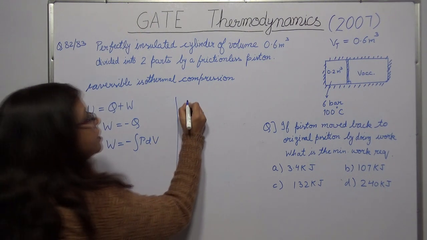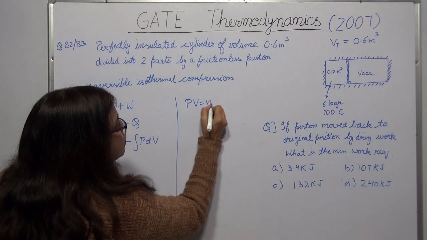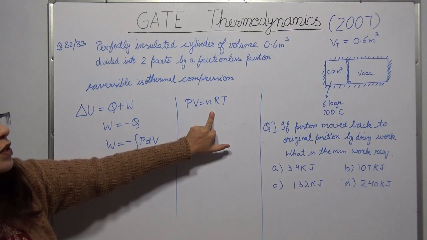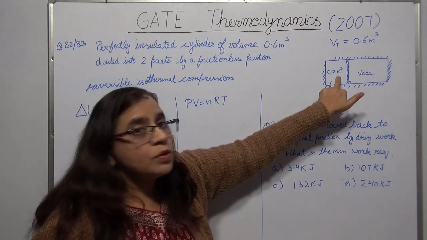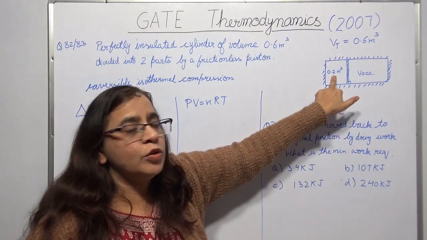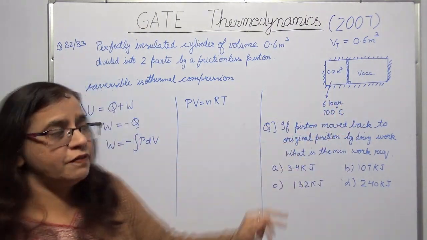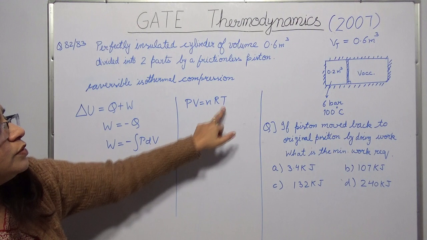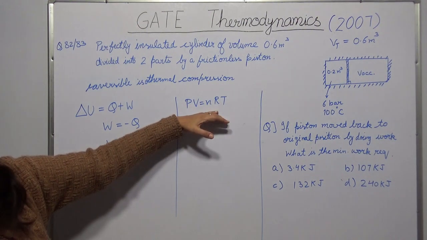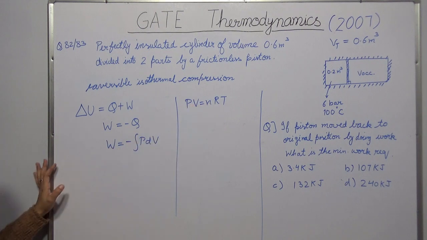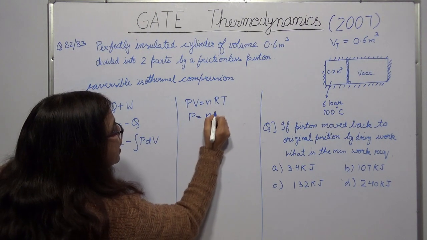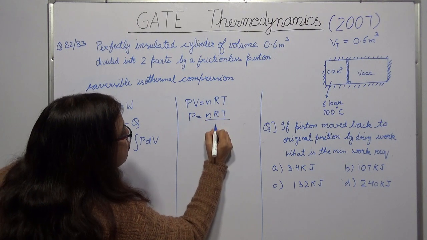So I have this equation PV is equal to nRT. I cannot take n equal to 1, because in this case the initial number of moles is already given. Why? Because you have volume, pressure and temperature fixed, so you can use this equation to calculate your number of moles n. But we will not find that, we can bypass it. So let's write P equal to nRT upon V.